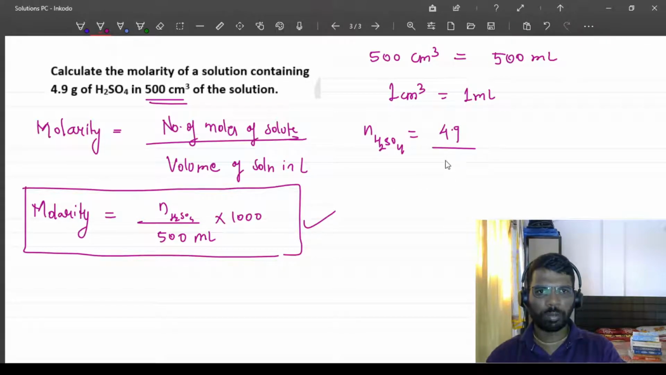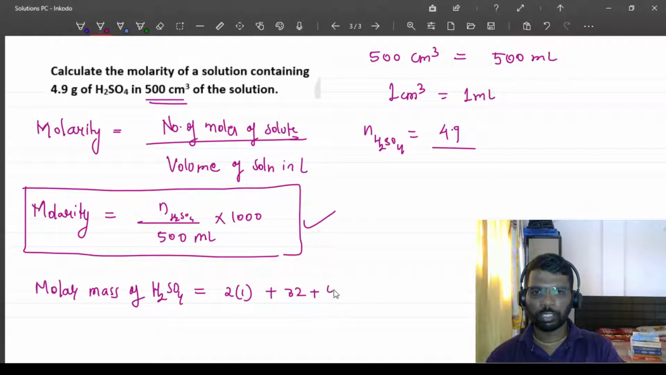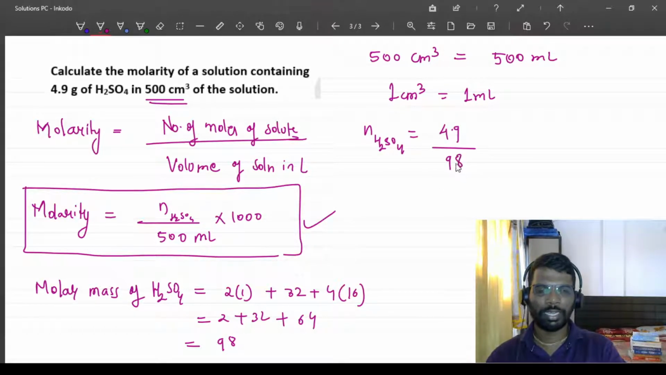So I need a molar mass over here, right? So the molar mass of H2SO4 is equal to what? It is 2 into 1 plus sulfur is 32 plus 4 into 16. Right? 4 oxygens, 16 is the atomic mass. So 2 plus 32 plus 64, and this comes to 34, and this is 98. So the molar mass of H2SO4 is 98.